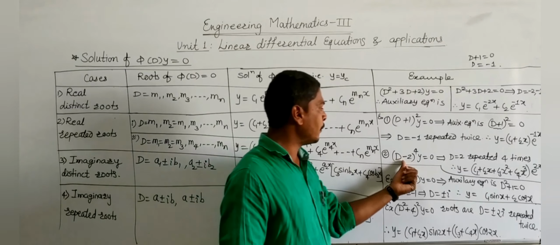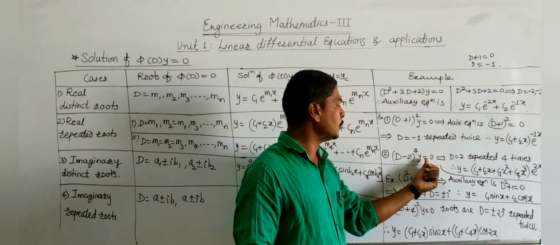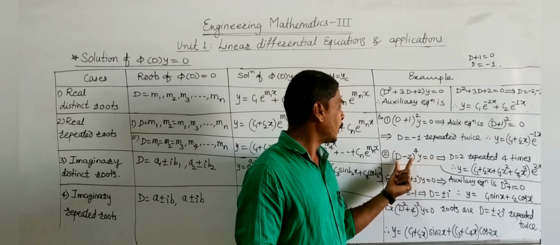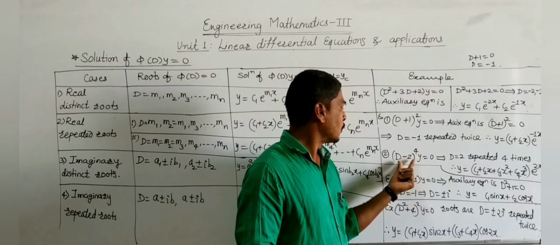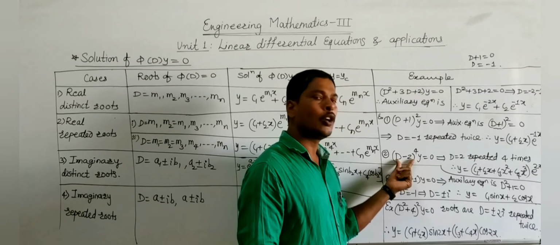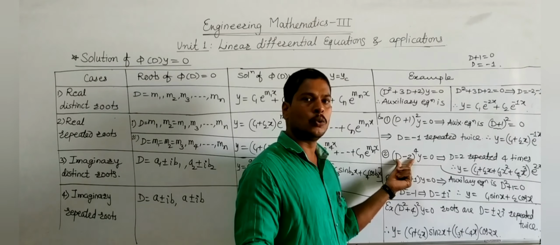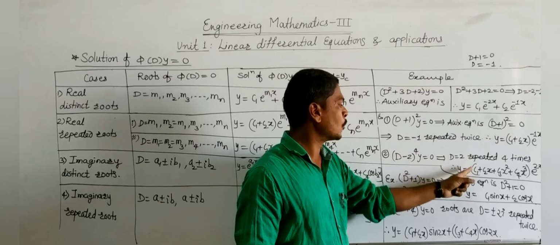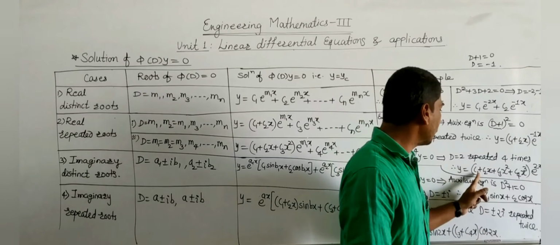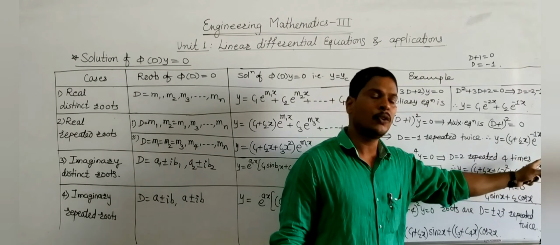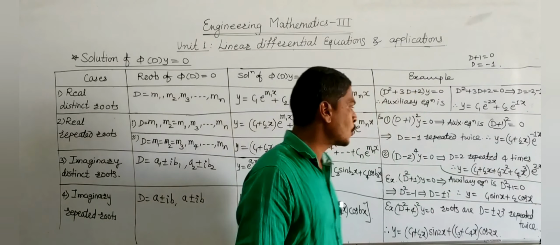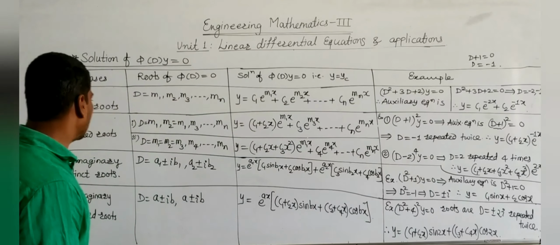Another example, (D minus 2) raised to 4 into y is equal to 0. In that case the auxiliary equation becomes (D minus 2) raised to 4 equal to 0. So here the root of D minus 2 is 2, which is repeated 4 times, so the solution becomes y equal to (c1 plus c2x plus c3x squared plus c4x cubed) into e raised to 2x. So this is the second case.